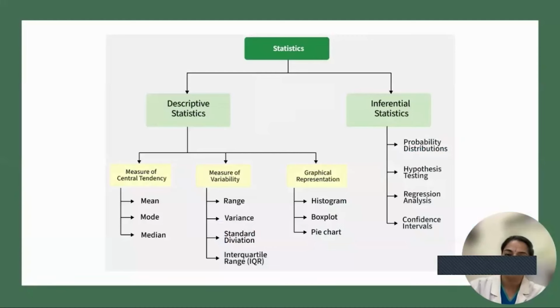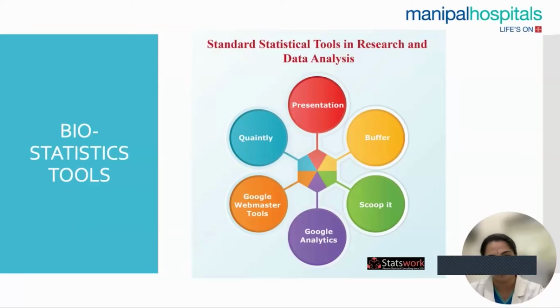There are a lot of parameters which can be used in each. In descriptive, you can have measures of central tendency, variability, and graphical representation methods. In inferential, we have probability distribution, hypothesis testing, regression analysis, and confidence intervals. Biostatistics is a different lecture on its own, and it can definitely not be covered in 1 hour, but this is a base for all of you to look at. There are a lot of tools available to help you in data analysis. The most commonly used are Webmaster and Google Analytics, which will help you make your presentations.